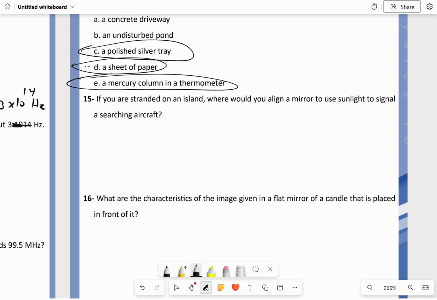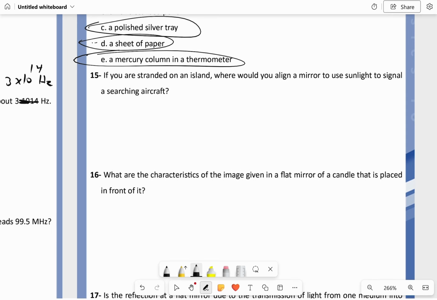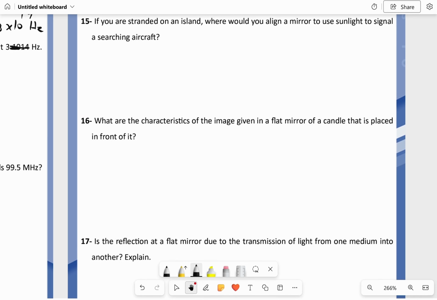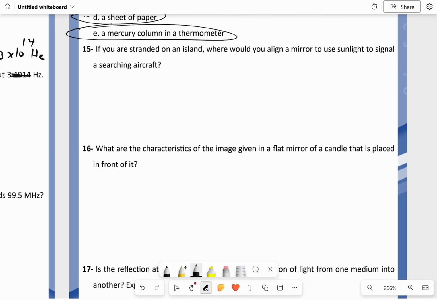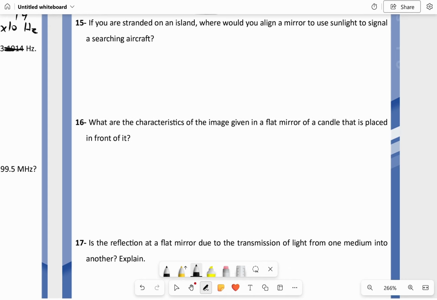If you are stranded on an island, where would you align a mirror to use sunlight to signal a searching aircraft? You would place the mirror in a way that is going to reflect light to the aircraft, by adjusting the angle of the mirror between the light rays of the sun and the mirror and the aircraft. If the sun is behind you, of course, the angle is going to change. If it's in front of you, of course, you are going to adjust it according to that.